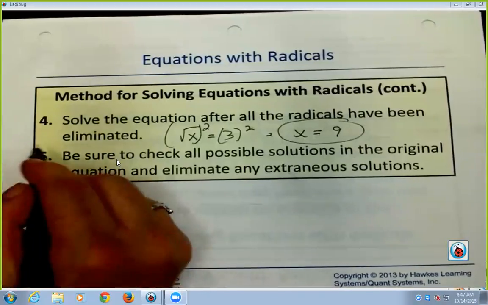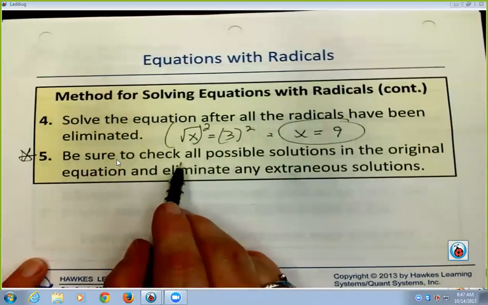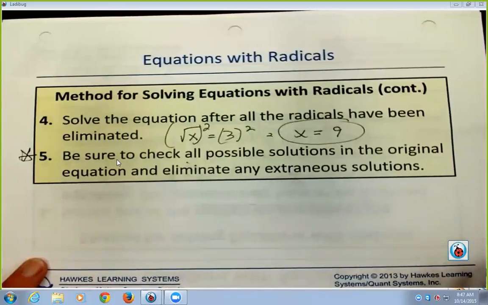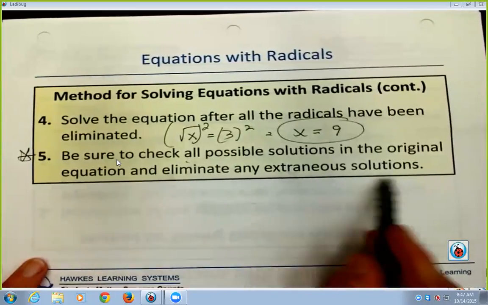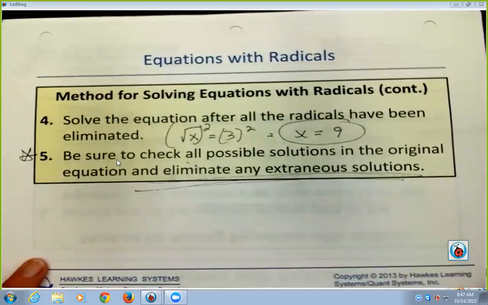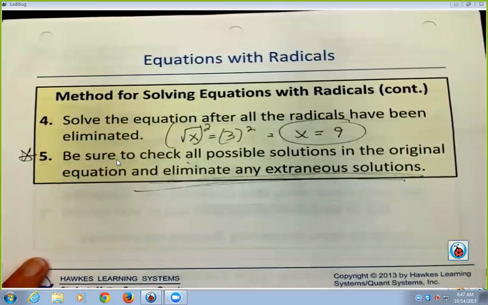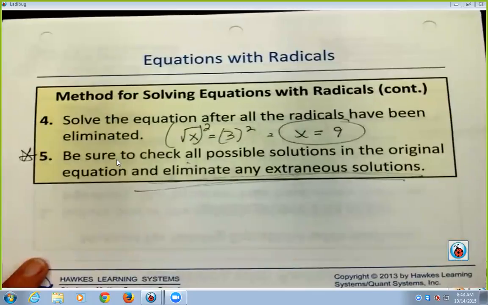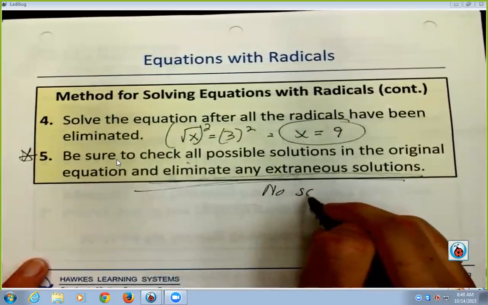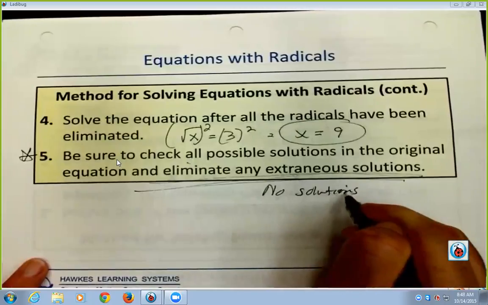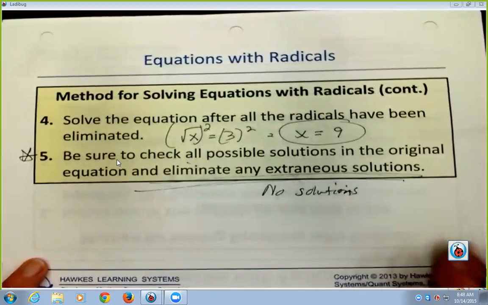But then number 5, check it. Be sure you check these, because sometimes the answer you come up with doesn't work. It comes out as an answer, and it's a legitimate answer to what you're working on, but when you take the square root or do some different things with it, it doesn't work. So you want to make sure that you eliminate those solutions. And some are going to have no solutions because nothing will make those things work. So we have to be aware of that. There are some no solutions that will pop up in here, so make sure that you watch those.